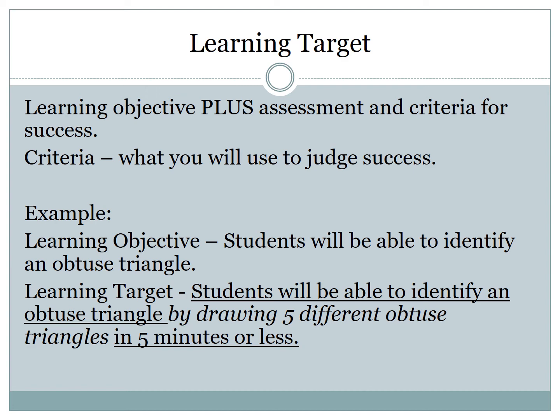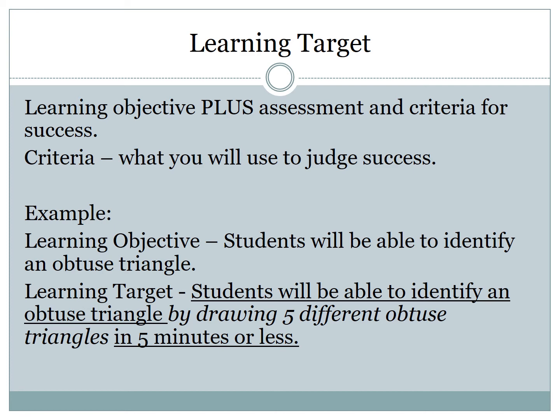Let's take an example. Suppose the learning objective is that students will be able to identify an obtuse triangle. Okay, so what does that mean? What level do you want them to come up to? Do you want them to identify one obtuse triangle? Do you want them to identify two obtuse triangles? What if they have 10 obtuse triangles in front of them and they identify one? Maybe they just got lucky. I don't think you would qualify that as them really understanding the objective.